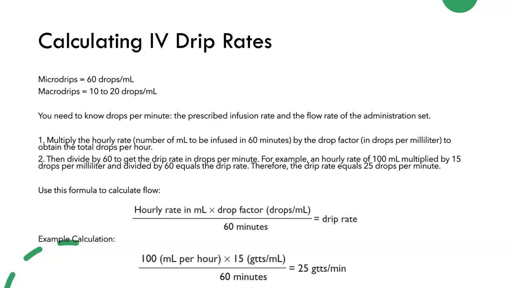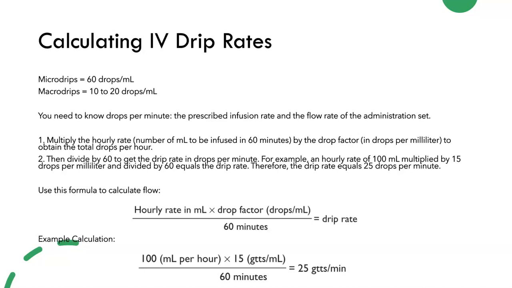Okay, so in order to do this, we need to multiply the hourly rate, so the number of mils to be infused in 60 minutes, by the drop factor in drops per milliliter to obtain the total drops per hour. Okay, so we get it in drops per hour first. Then we divide by 60 to get the drip rate in drops per minute. All right. For example, an hourly rate of 100 mils multiplied by 15 drops per milliliter and divided by 60 equals the drip rate. So therefore, the drip rate equals 25 drops per minute.